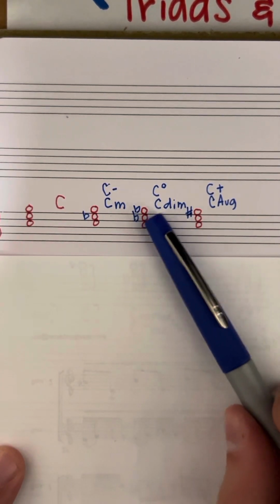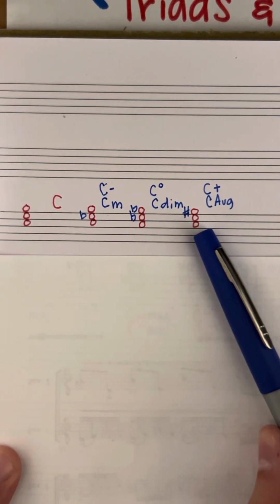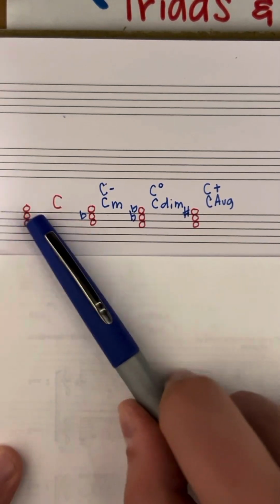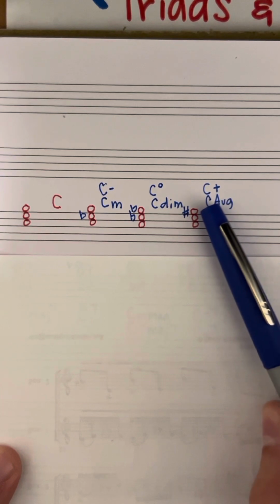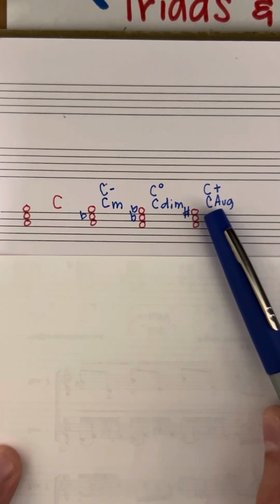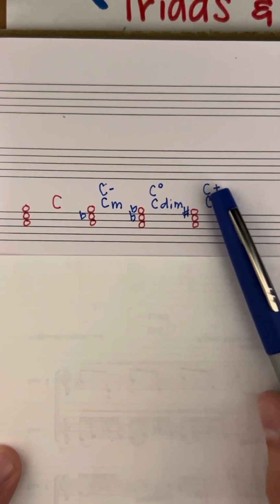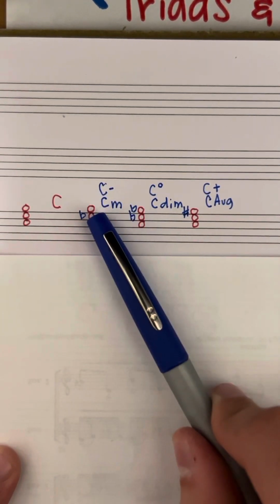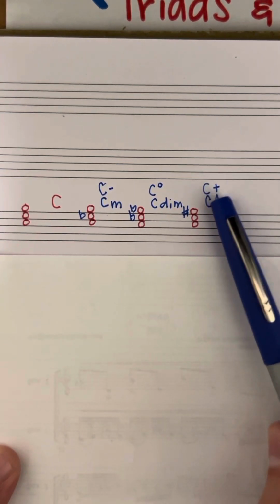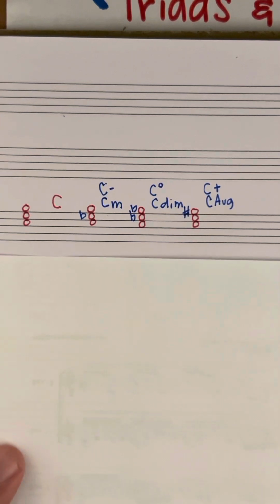Now, if this is the smallest we could possibly go, there must be a largest we can go, and that's where augmented comes in. So if we have our original C major chord and we sharp the G, or the fifth, it becomes an augmented chord. This can be written as either C aug or C with the plus sign. So minus meaning smaller and plus meaning bigger. So this is a basic rundown of our triads.